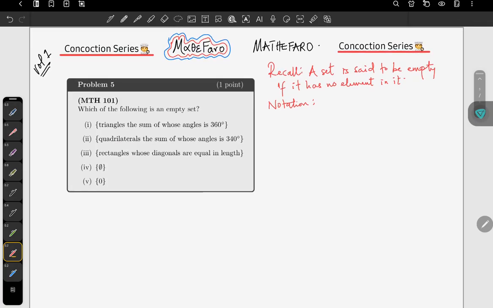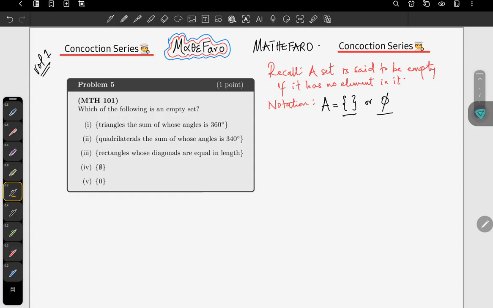So the question says, which of the following is an empty set? We recall that a set is said to be empty if it has no element in it. In notation, an empty set is represented either as empty braces or the Greek letter phi. So either this or this, not both together. Let's go straight into the question.